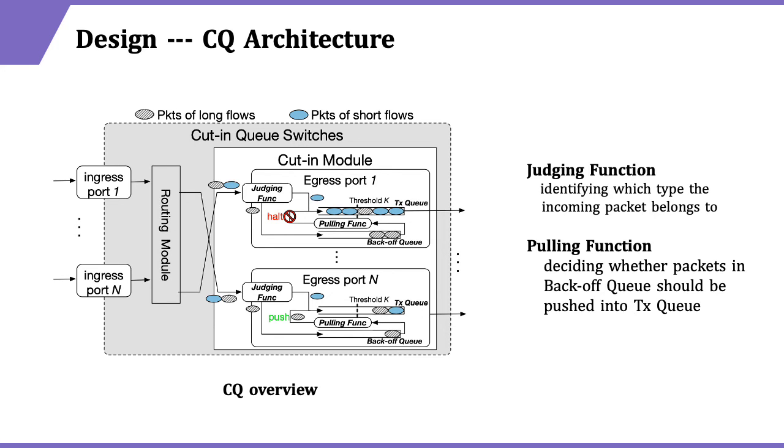The incoming packets which are judged as long flows directly go to the back-off queue, and they will be dropped if the buffer is full. In order to achieve efficient cut-in operation in the buffer, CQ leverages two functions called the judging function and the pooling function. The judging function defines which type the incoming packet belongs to. The pooling function decides whether packets in the back-off queue should be pushed into the TSQ. More details are in the paper.